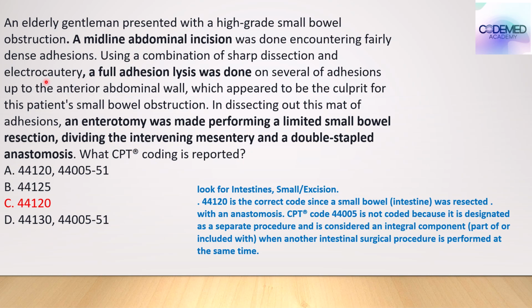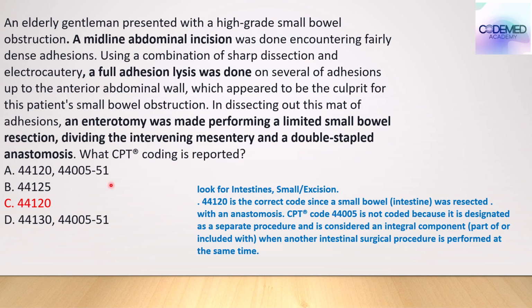Now let us collect our data. What has happened is the elderly gentleman has a small bowel obstruction and an abdominal incision was done. So they made an open procedure, and in this case the doctor saw there were dense adhesions. These adhesions were there up to the interior abdominal wall.